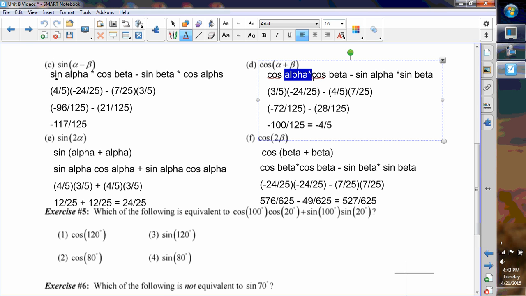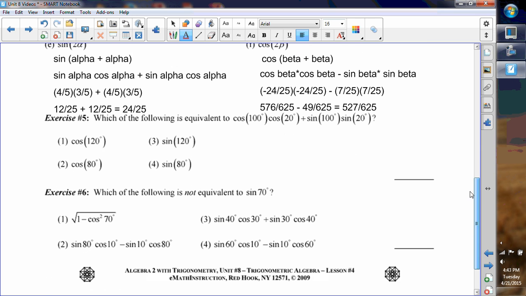D uses cosine alpha, cosine beta, minus sine alpha, sine beta. If you notice, this sign is always opposite in cosine, and it's the same sign in the middle in the sine formulas. You plug in your values, you do your multiplication, then you subtract, and you get negative 100 over 125, or negative 4/5. Now on to E and F.